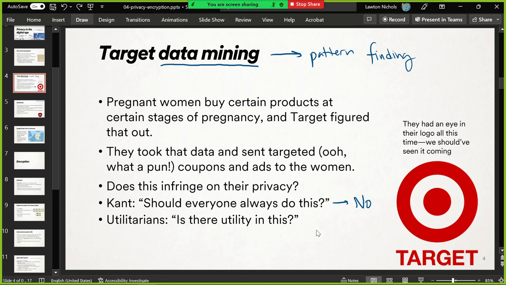So the women ended up getting the things that they wanted, maybe cheaper. So does that increase total utility? Maybe it does. So there's a yes that we could argue. And of course, you can also argue the other thing, the other way.